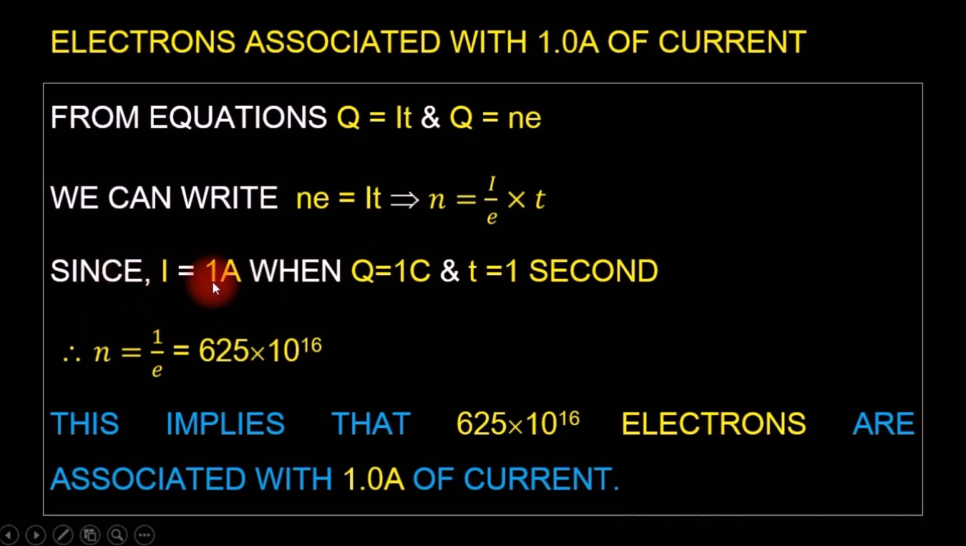Since current is 1 ampere, when Q equal to 1 coulomb and T equal to 1 second, you can find out N, and that number comes out to be 625 into 10 to the power 16. This implies that 625 into 10 to the power 16 number of electrons are associated with 1 ampere of current.